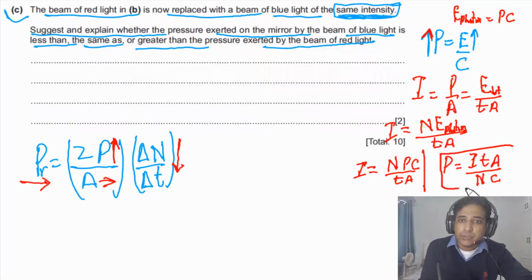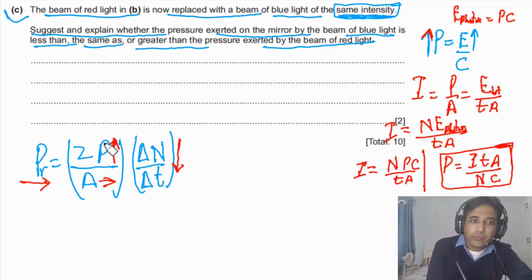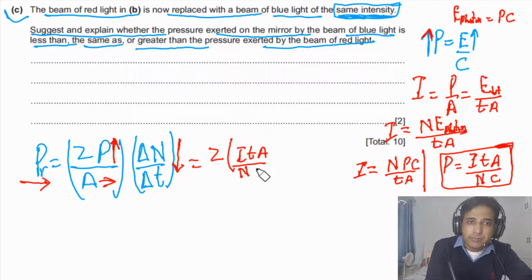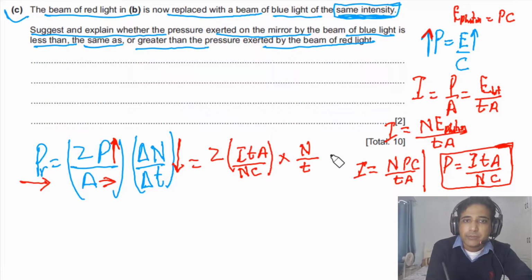So this is here momentum. Now we can replace this momentum with this value. You can write on here, this is 2, and we have I times T times A, and this is divided by N times C, and we have here N divided by T, and we have the value of A here as well, so we can write down this is 1 over A. Now you can see here this N we can cancel with this N, then this T we can cancel with this T, and this A we can cancel with this A.